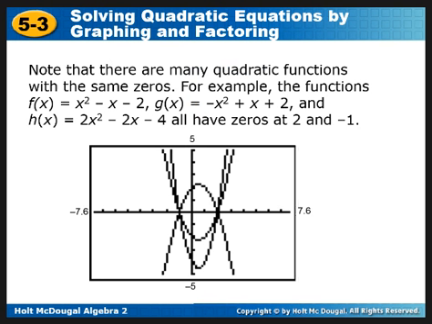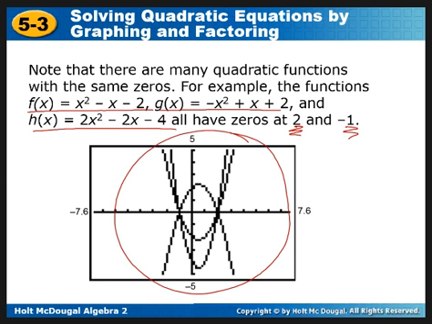Now, the last thing here is basically saying that you can have multiple functions. We have 3 of them up here, and all of them happen to have the same zeros. You can notice from the graph down here that not all of them are the exact same parabola. Some of them are skinnier, some of them are narrower, some of them open down as opposed to opening up, but they all intersect the x-axis in the same spots. So what that says for us is that zeros can be common between different quadratic functions.